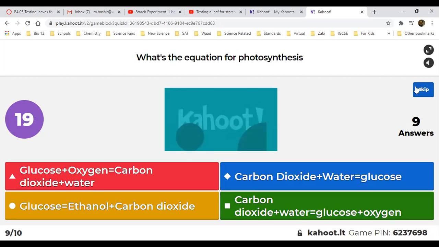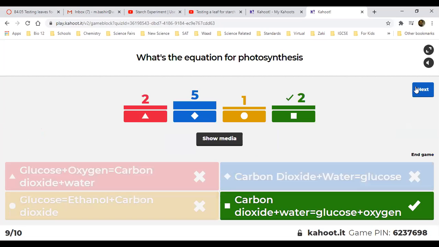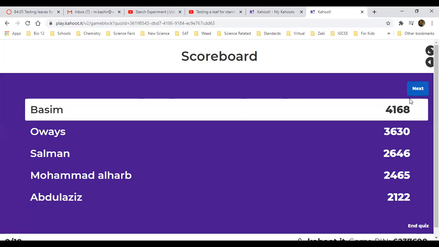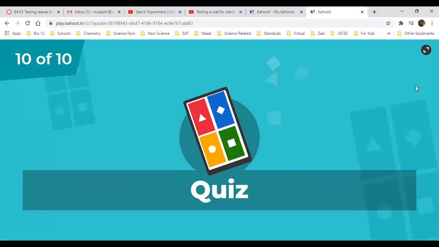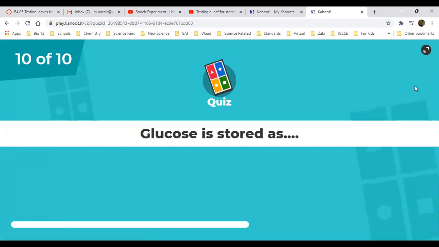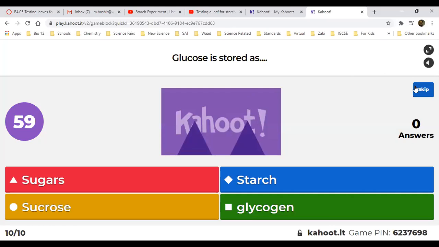9 people answered. All right, so 2 people got it right. You have to see it's glucose plus oxygen. So that oxygen is released out into the air. So let's celebrate who has won. Oh, this is the last one. Glucose is stored as, in plants, they are stored as sugars, sucrose, starch, or glycogen, sorry.